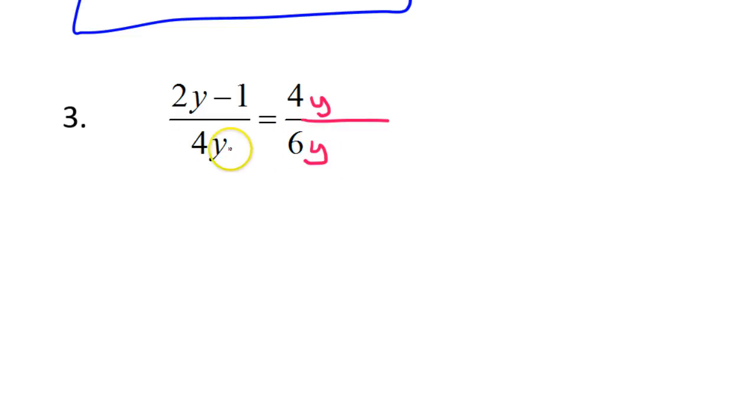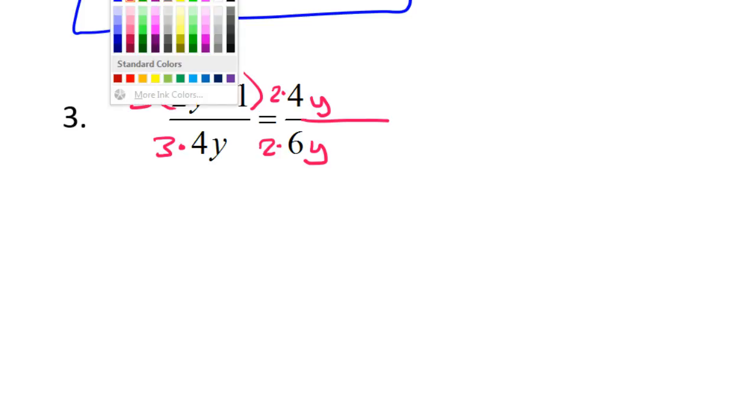Now I need to make these both into 12s. To make this into a 12, I would have to multiply by 3. So if I do that on the bottom, I need to do that in the top as well. To make this into a 12, I need to multiply by 2. So I'll multiply by 2 in the top and the bottom. Okay, now that gives me like denominators.